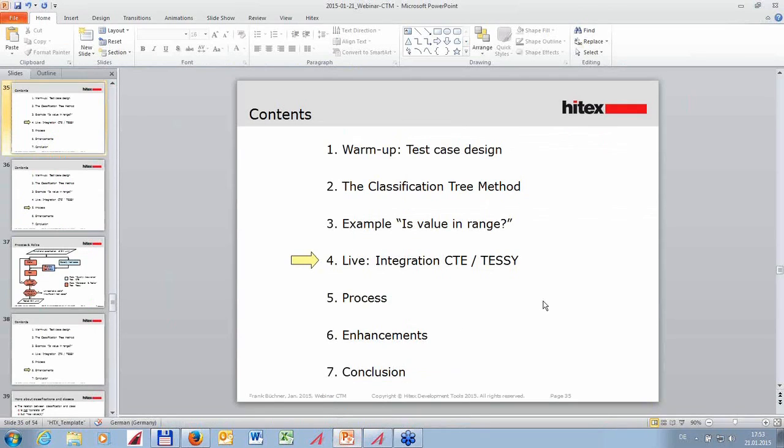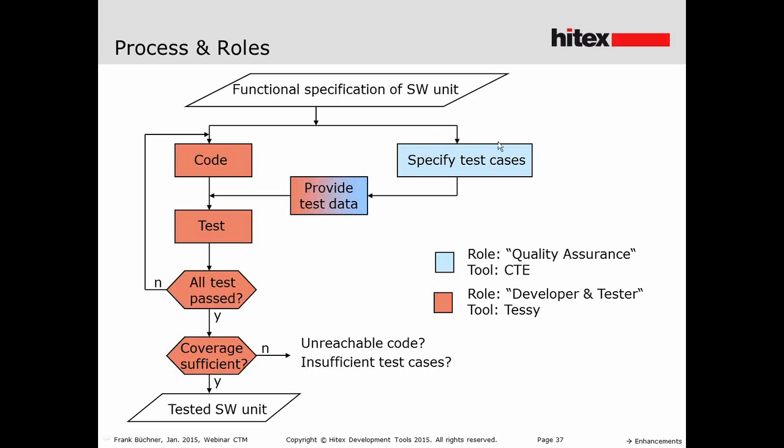Okay, let's go ahead. I promise to give you a solution for the dilemma that a developer should not be the tester, and this is shown here, a process which starts with the functional specification of the software unit, and 2 people work on this specification. One person implements the code for this software unit, and the other one specifies test cases according to the classification tree method, for instance. And when both are finished, the test cases are given from one person to the other person, to the tester, and then the tester executes all the tests.